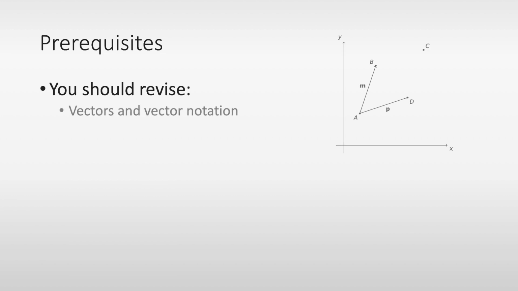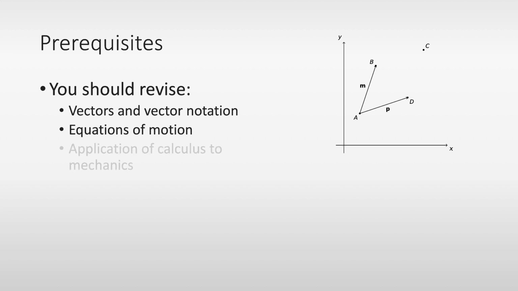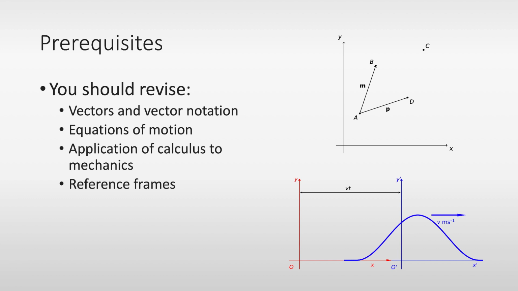As part of the course, there are a certain number of prerequisites which you should revise. The first of all is vectors and vector notation. It's very useful to be able to think of waves in a vector form. And you should also be happy with your equations of motion as well, as we set up the differential equations required for oscillations. You should also be familiar with the application of calculus to the mechanics that we're talking about. You will also find it useful to revise reference frames because by simplifying things into a moving reference frame, we can simplify the mathematics of wave motion. So being able to move between different reference frames is a very useful thing to be able to do.